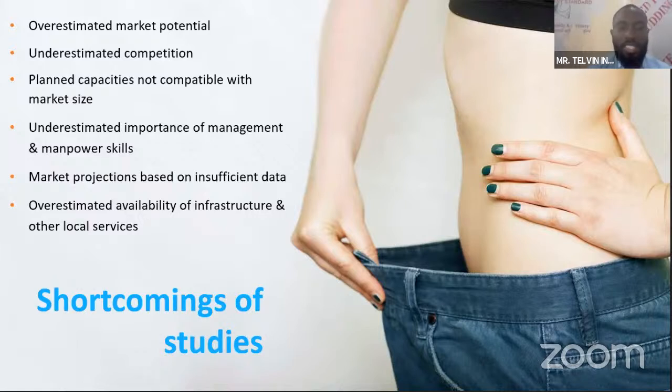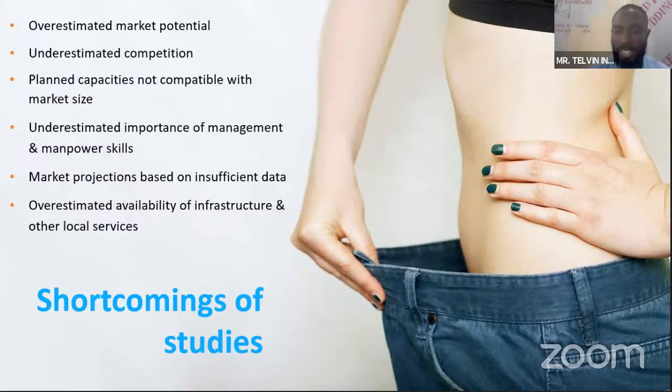Another shortcoming is overestimated availability of infrastructure and other local services. When you are doing your feasibility study, you just write, okay, my business will operate in Abuja, in the business district area, I will have to rent a place in the plaza, but you don't know if these things are available. The key things that you need to thrive your business, those are the infrastructure. You don't know how available they are.